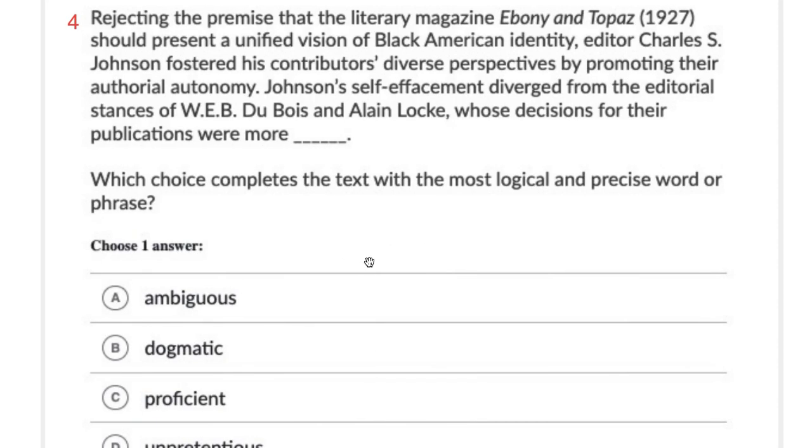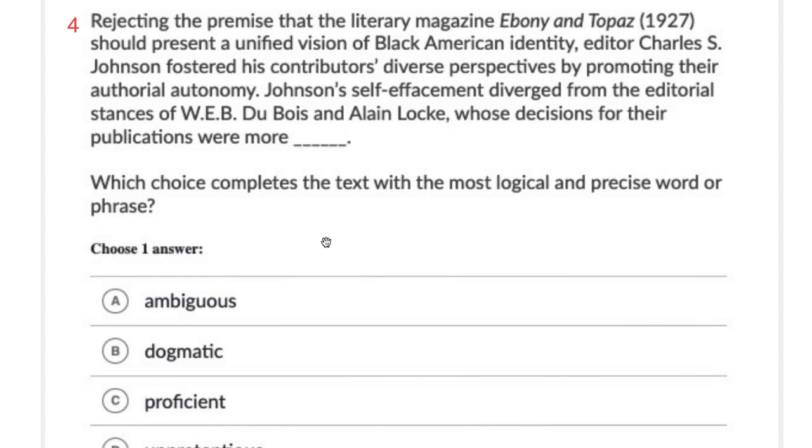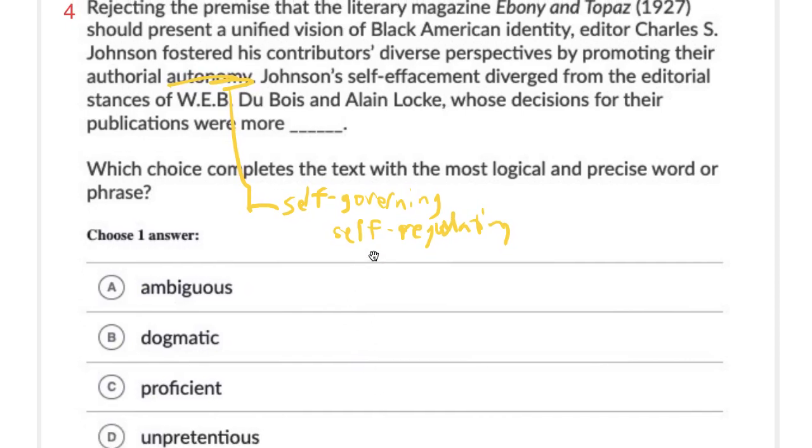Okay. 4. Rejecting the premise that the literary magazine Ebony and Topaz should present a unified vision of Black American identity, this editor fostered or supported his contributors' diverse perspectives by promoting their authorial autonomy. So what on earth does that mean? Well, autonomy is like self-governing or self-regulation. That's a noun, and I'm giving adjectives. The state of being self-governing or self-regulating. Nobody else is telling you what to do, or you're not looking to someone else to tell you what to do. You're just taking it on your own.